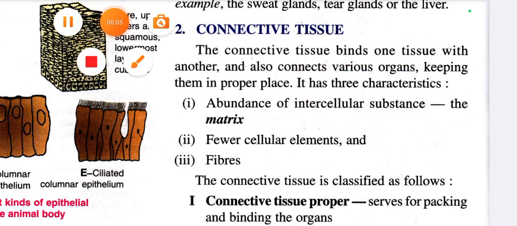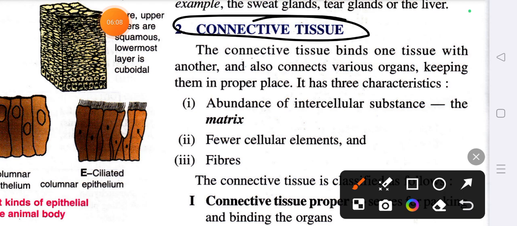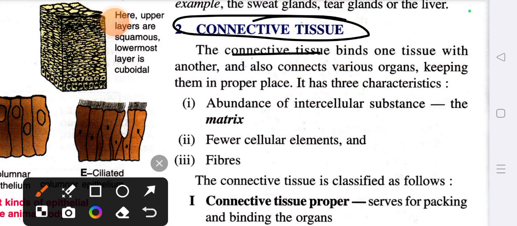Next what we have is connective tissue. This animal tissue is very lengthy. The connective tissue binds one tissue with another and also connects various organs. So what is this connective tissue? Very easy, na? The word connect, it means what? To connect someone, like to add up. Like we are connected via internet and all.